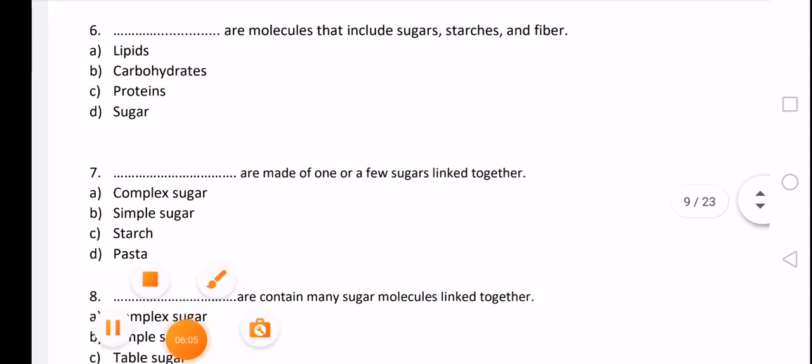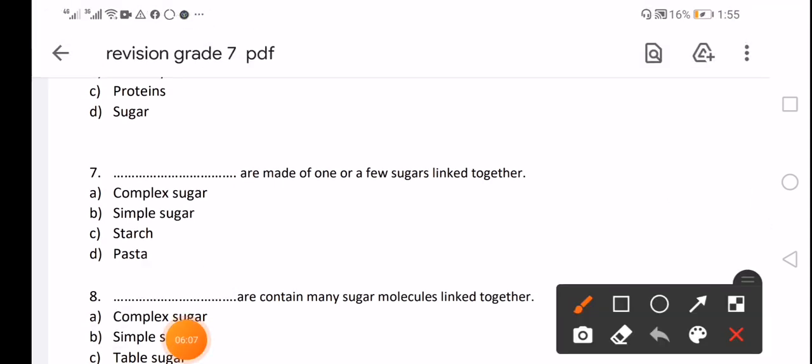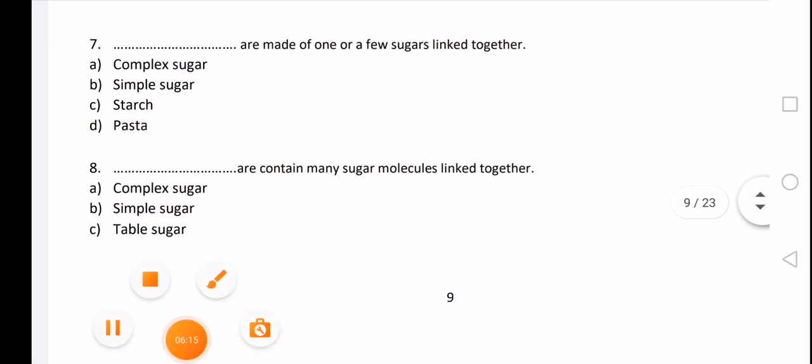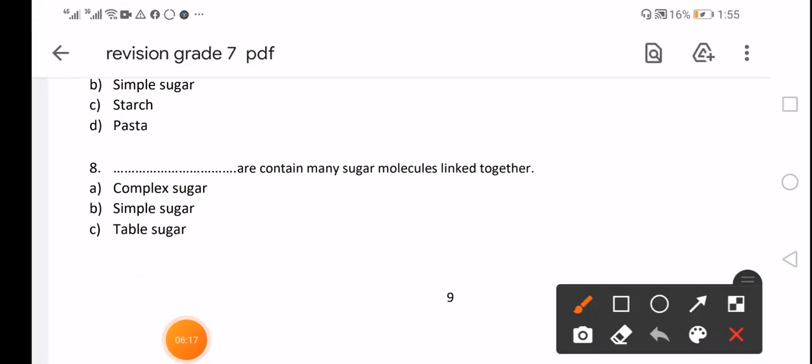Carbohydrates made of one or a few sugars linked together are simple. Carbohydrates that contain many sugar molecules linked together are complex.